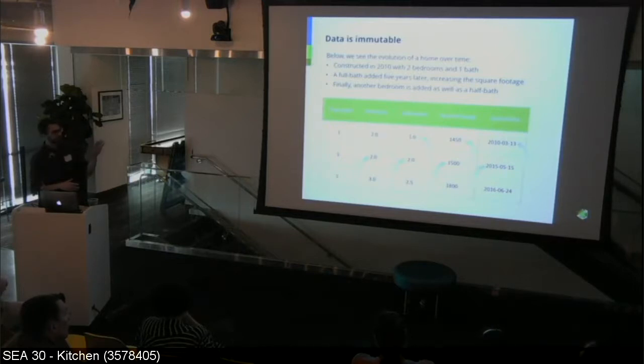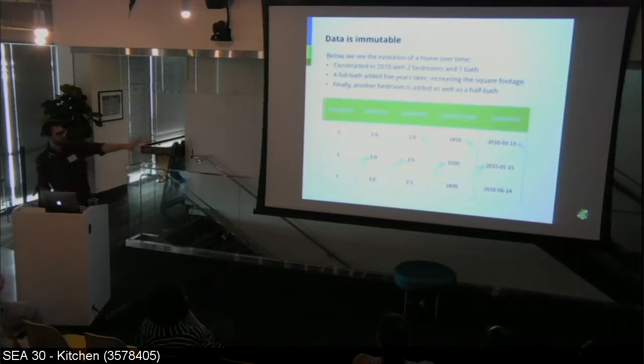So I wanted to walk through this example. Sorry about the obnoxious screen. That's pretty bright. So we're going to actually walk through this example of a home. So we're seeing the evolution of this home over time. It's been constructed in 2010 as 2 bedrooms and 1 bath. 5 years later, a full bath was added. As a result, it increased the square foot. There's actually a transaction that happened after that. And then a new owner comes in and says, this home is not large enough for me, so I'm going to add another bedroom as well as another half bath.